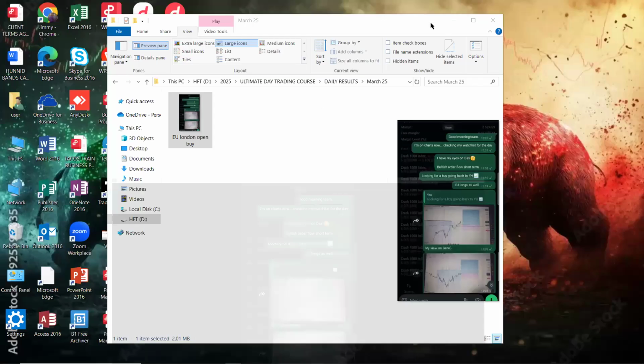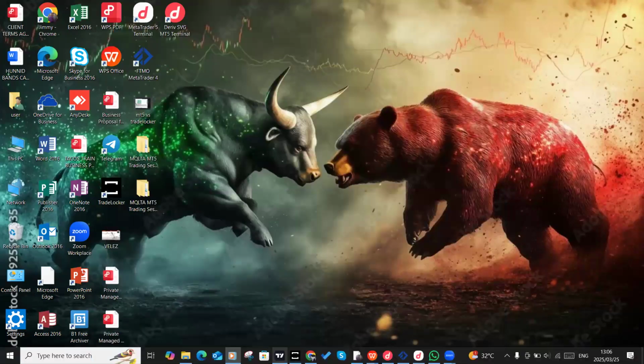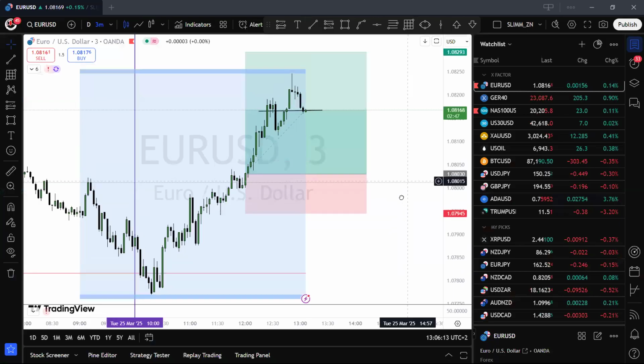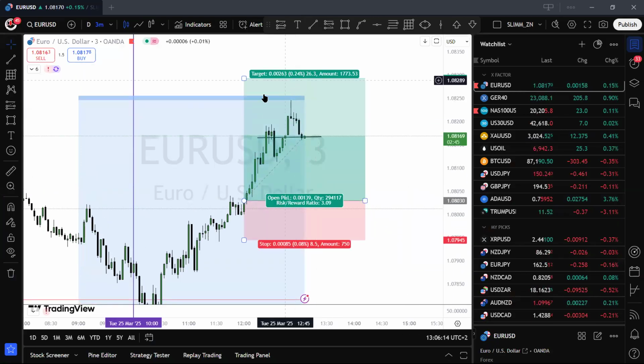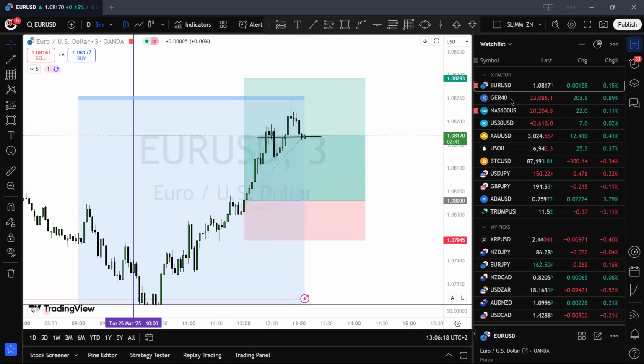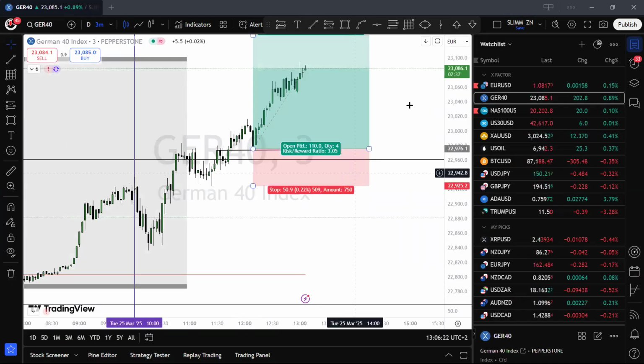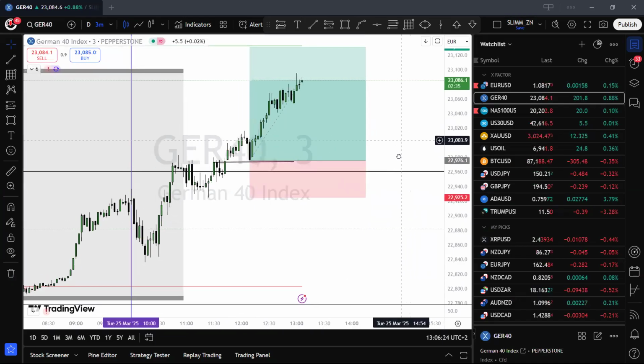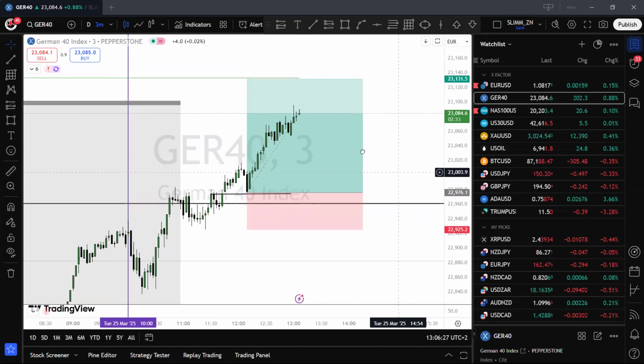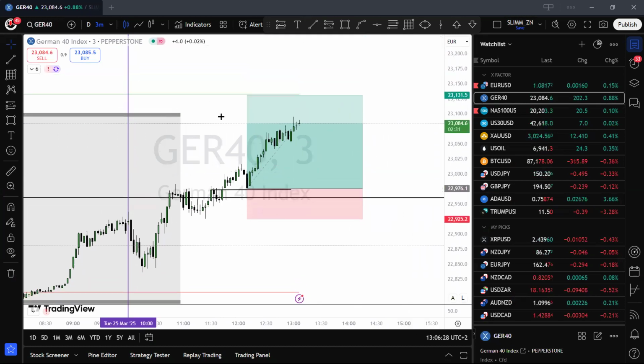That was today's trade. So let me quickly go back to TradingView. This setup is already complete in our books, because we already reached our daily target with it. So just to go to German 40, this is just a bonus which I'm going to add here. German 40 had the same pattern basically. We had the same pattern here.